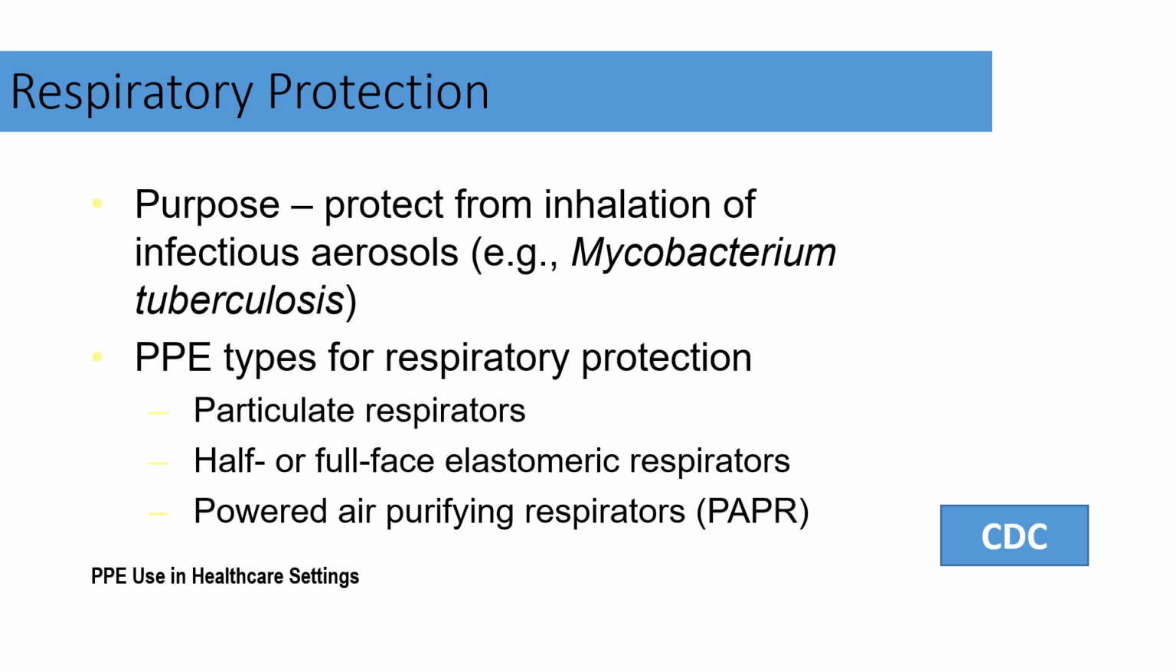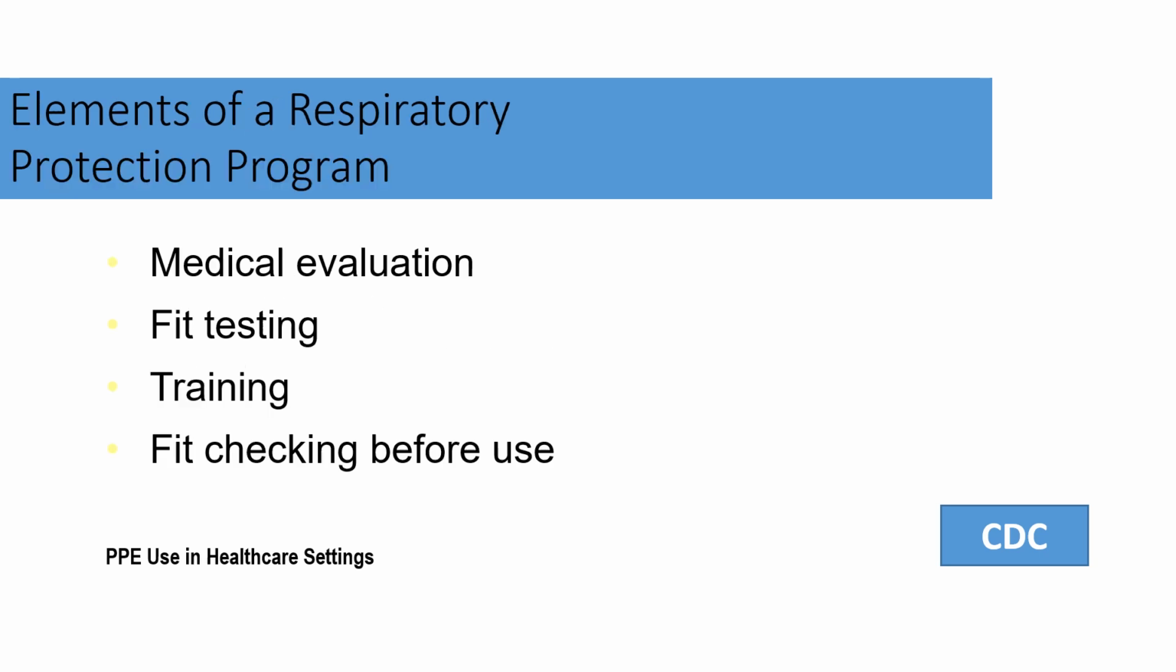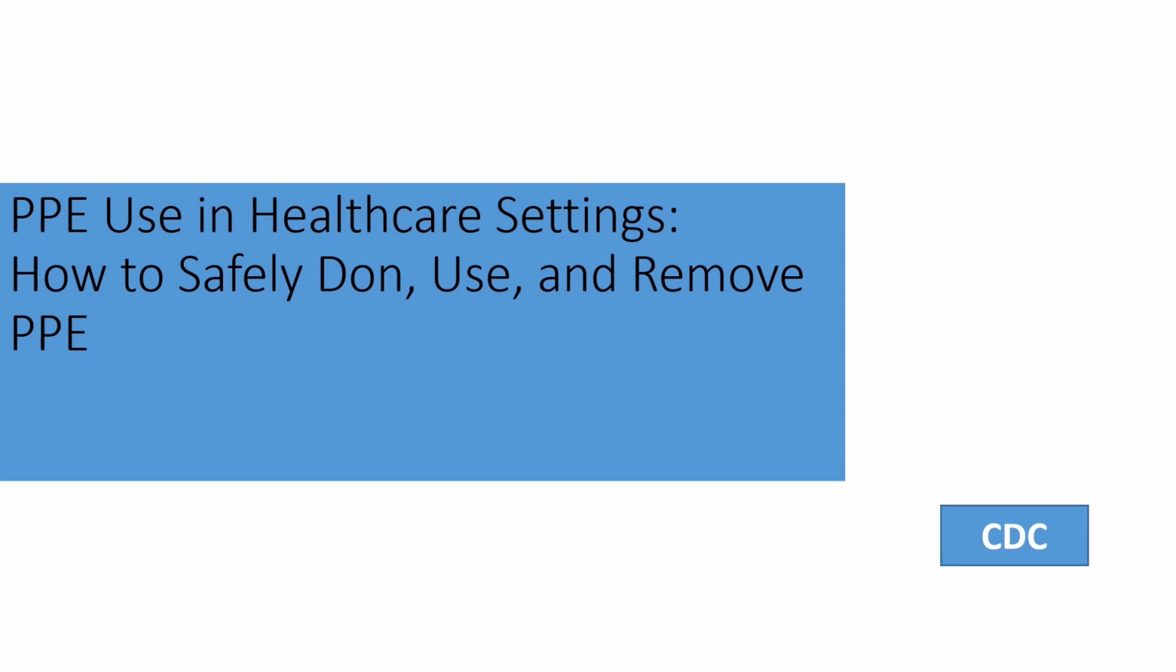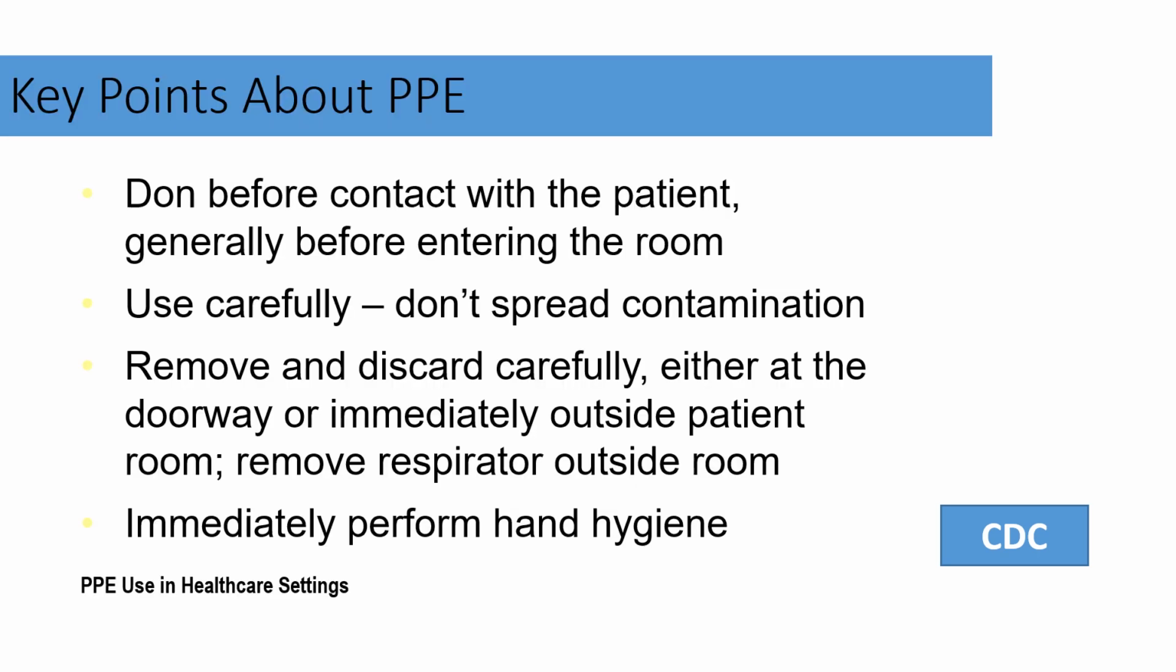Respiratory protection protects from the inhalation of infectious aerosols like those of tuberculosis. It includes particulate respirators, half or full face elastomeric respirators, or powered air purifying respirators. Elements of a respiratory protection program include medical evaluation, fit testing, training, and fit checking before use. How to safely don, use, and remove should follow CDC guidelines.